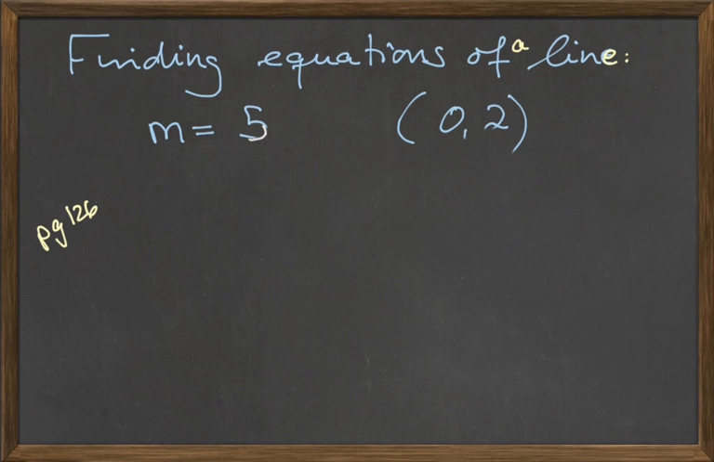Okay, now let's find the equation of a line. And again, I'm writing it down for you as a reminder of what we're looking for. We're looking for y equals mx plus b. On page 126, there are about 40 of those problems. That problem is not in the book, but that doesn't really matter. m equals 5, and we have the point (0, 2). How would you find the equation of the line?